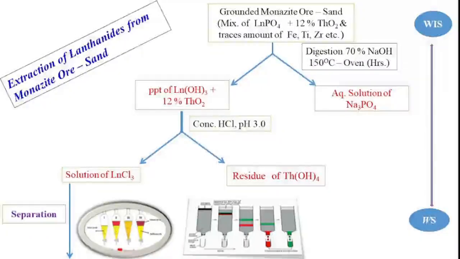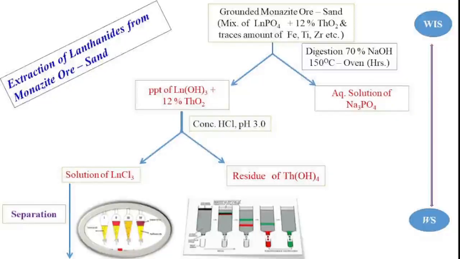In this extraction process we are going to discuss the extraction of lanthanoids in a basic condition. In the previous slide we discussed how the lanthanoids were extracted in acidic condition with the help of sulfuric acid in a digestion process. Now we are going to discuss how the lanthanoids are extracted from monazite ore in a basic condition. The first step is digestion. Here the digestion is carried out with 70% sodium hydroxide at about 150 degrees centigrade in an oven, for several hours.